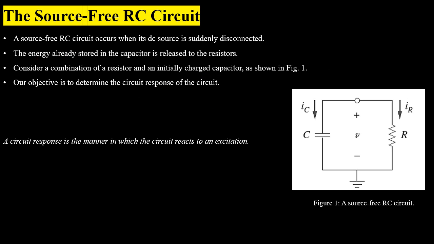And now we will start the analysis of source-free RC circuit. And for this analysis, consider the given circuit in figure 1. The given circuit was earlier excited through an independent DC source, and this independent source has charged the capacitor of the given circuit. Now we will disconnect the DC source and the capacitor will release its energy to the resistor. Now we will analyze the given circuit when the source is suddenly disconnected and energy from capacitor is released to the resistor. Here, a circuit response is the manner in which the given circuit reacts to an excitation.